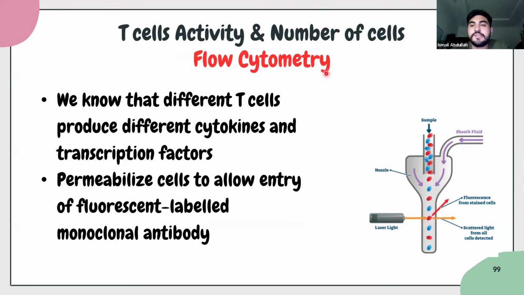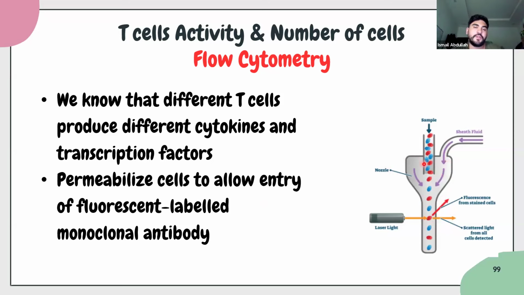Flow cytometry is very simple. Each T cell produces different kinds of cytokines and different kinds of transcription factors. These factors and cytokines need to be permeabilized to allow entry of the fluorescent labeled monoclonal antibody, so that they can be fluorescently labeled by certain antibodies, and this happens right here within the flow cytometry.